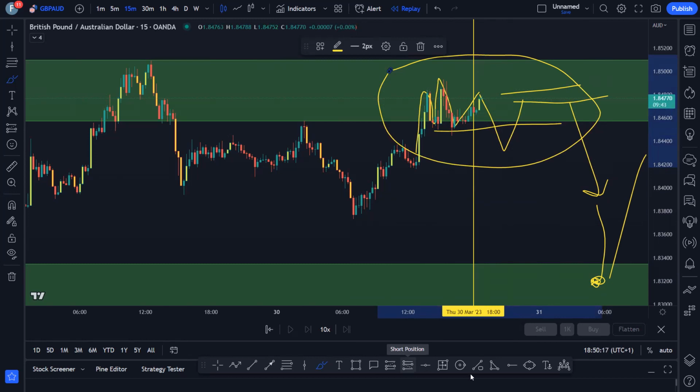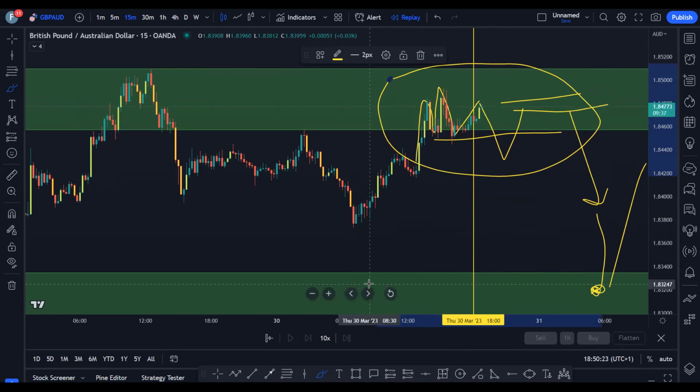Are we together, guys? Are we together? Victor, let me know if you understand what I've said so far on GBP. You're not on the trade up here. Let me know if you understand.